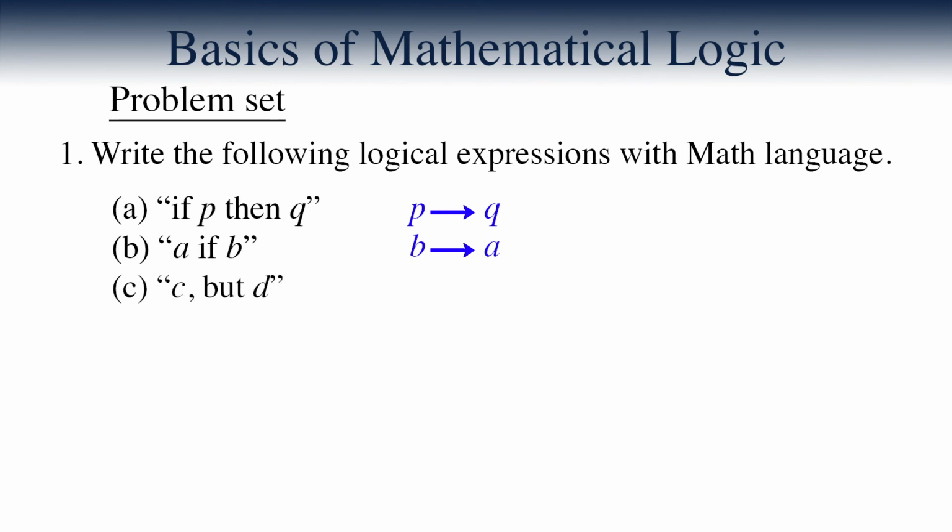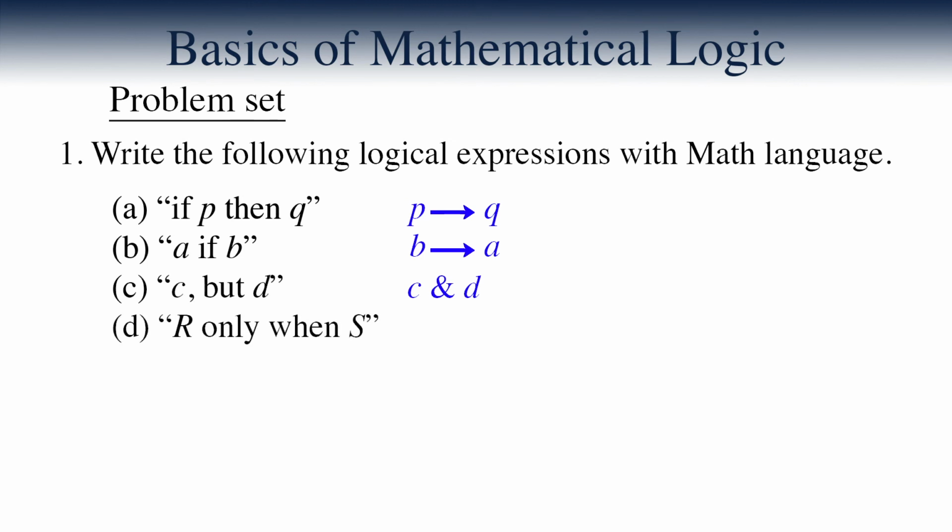Expression C says, C but D. This means that C is true, but also D is true. So, it's about the addition of information. So, we write C and D. If it's not very clear, imagine that we're saying, the rose is red, but the grass is green. It's like we're saying the rose is red, and also, the grass is green. So, we are adding two logical statements.